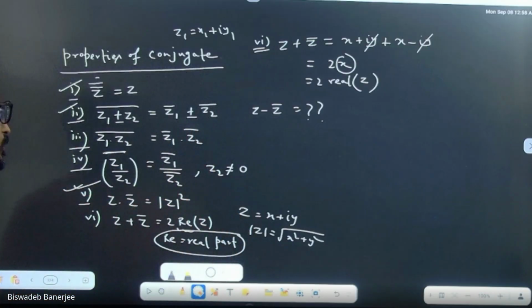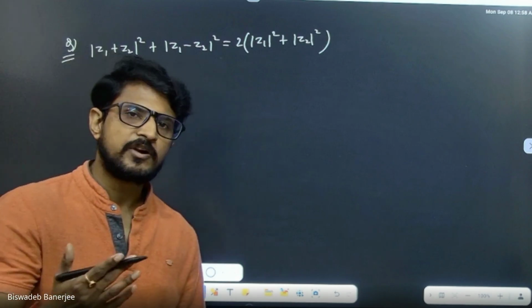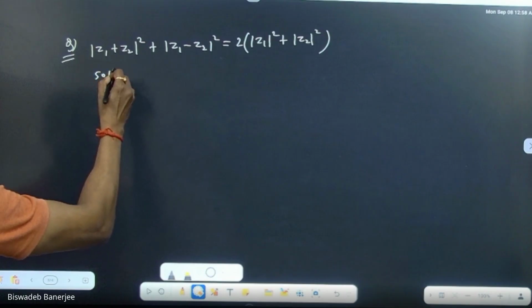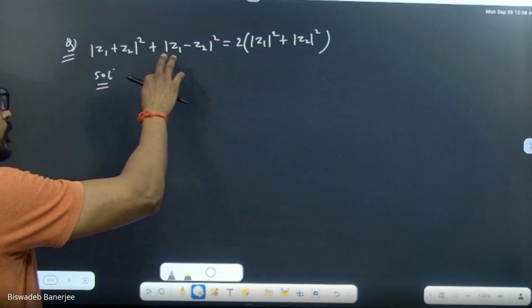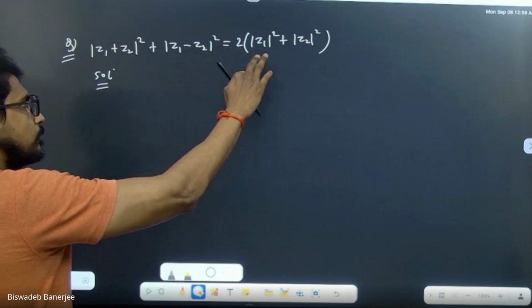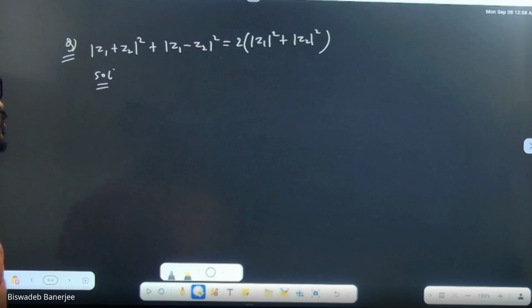Now, based on this, we can solve an important question. This question came so many times in different university exams. The question is: mod of (Z1 plus Z2) whole square plus mod of (Z1 minus Z2) whole square is equal to twice (mod Z1 square plus mod Z2 square). Okay, I can show this.